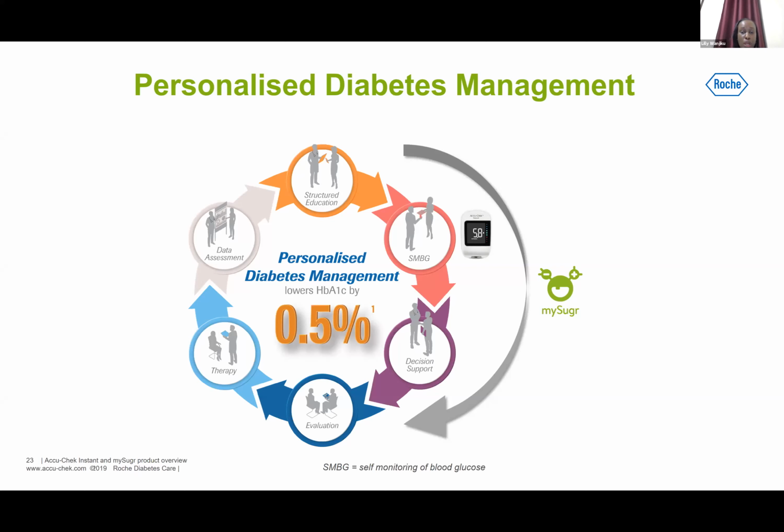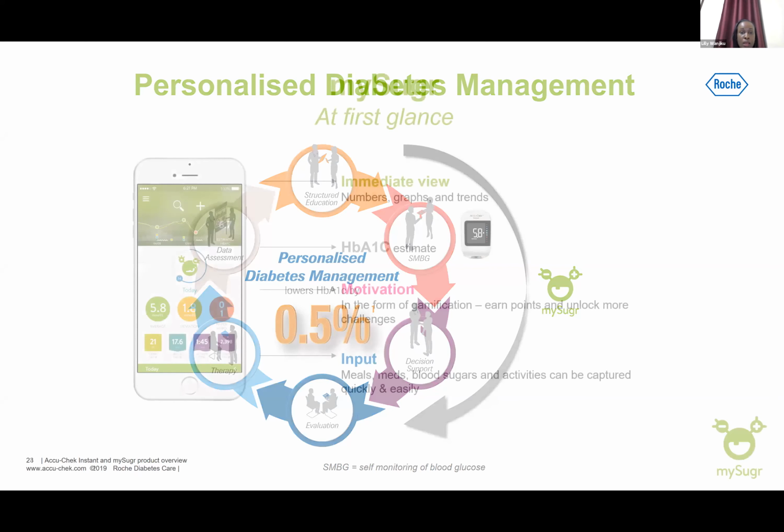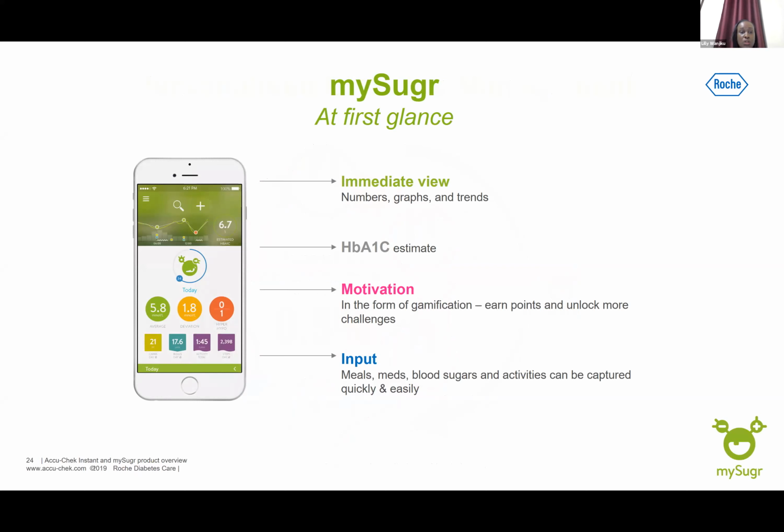The patient is more engaged in managing diabetes. They are able to take decisions because they are able to see quickly what is happening. And this eventually helps lower A1C. So at a glance, My Sugar looks like that.